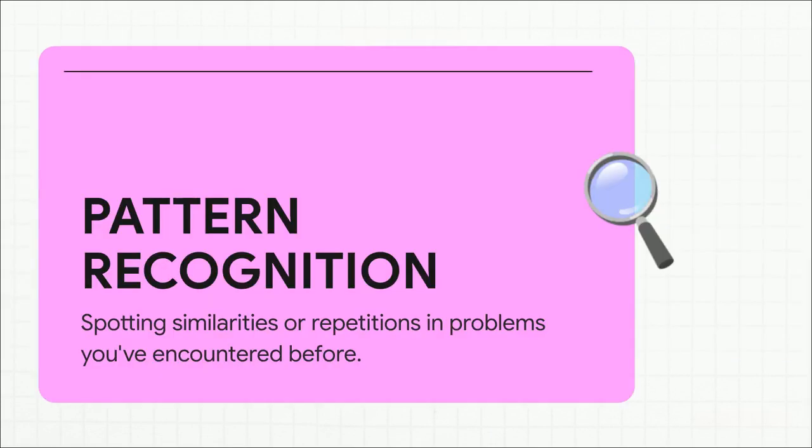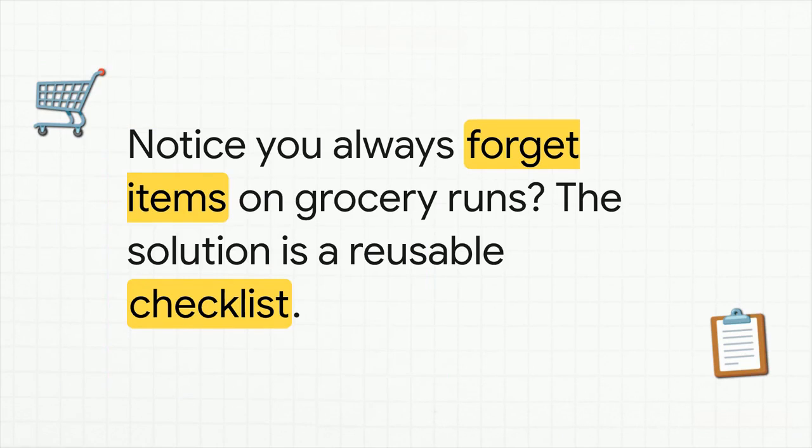The next tool in our kit is pattern recognition, and you can think of this as being your own inner detective. It's that ability to spot recurring themes in your life, so you can learn from past experiences and, maybe, stop making the same mistakes over and over again. It can be as simple as this. You notice you always forget the milk when you go to the grocery store. That's the pattern. The logical solution: make a reusable checklist on your phone. Boom. You've just used pattern recognition to solve a nagging, recurring problem. It's simple, but it's incredibly effective.